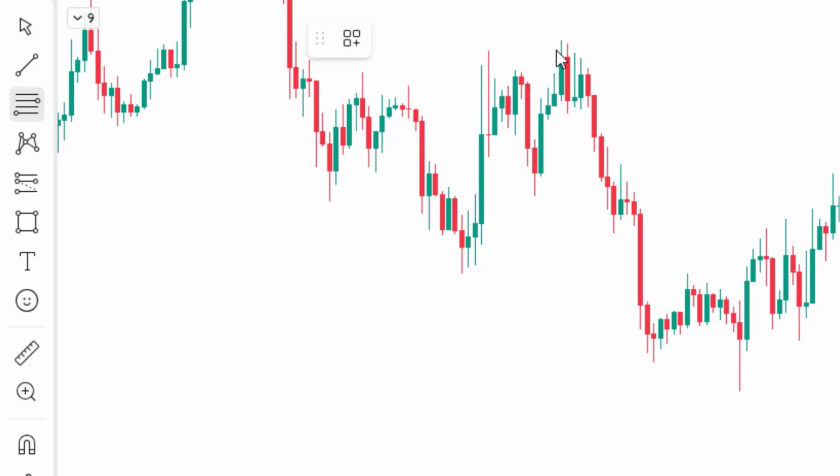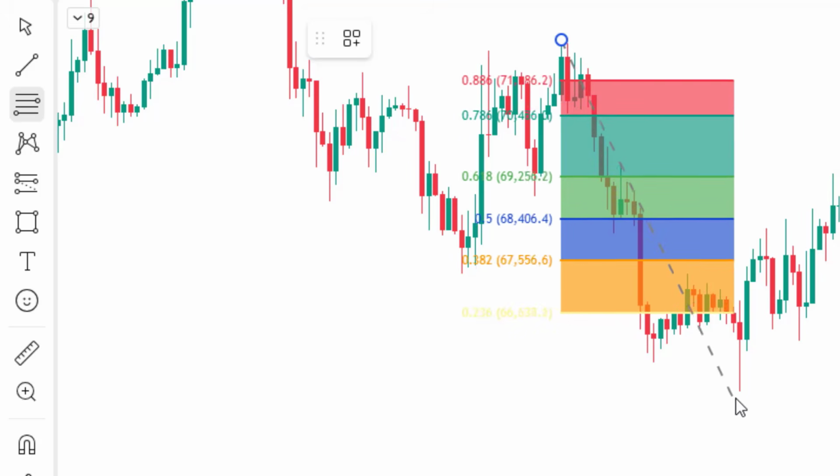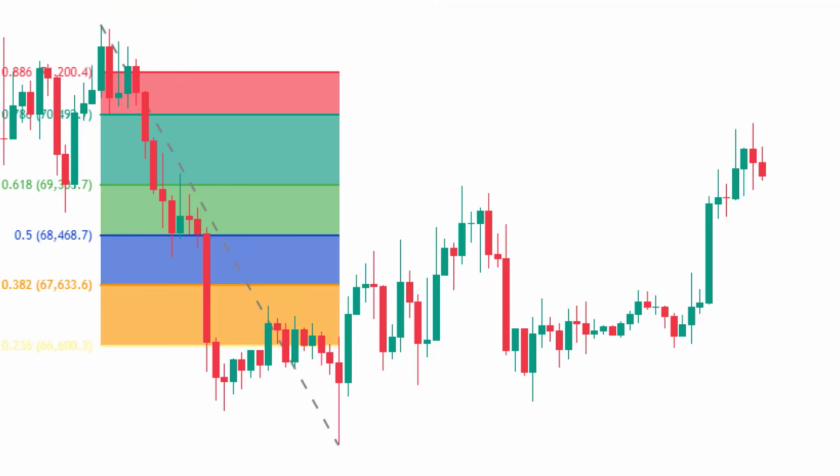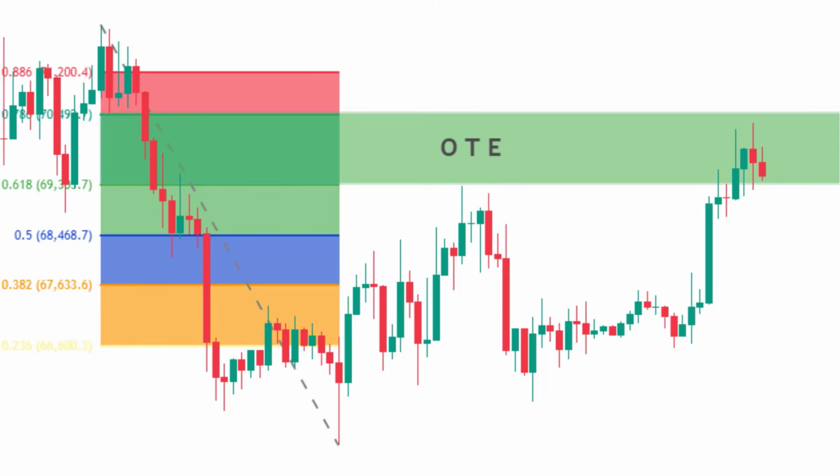Then set it from the swing high to the swing low of this previous 4-hour range to view the retracement levels. Now pay close attention here. On the 4-hour chart, price has reached the level between 0.618 and 0.786. This area is known as the optimal trade entry zone in the Smart Money Concepts framework.